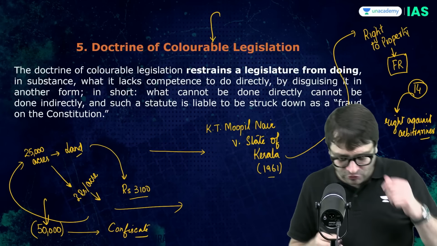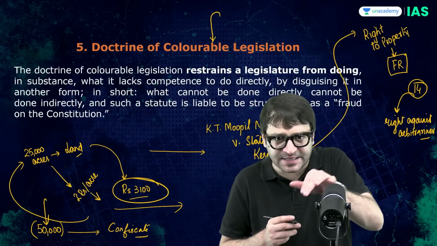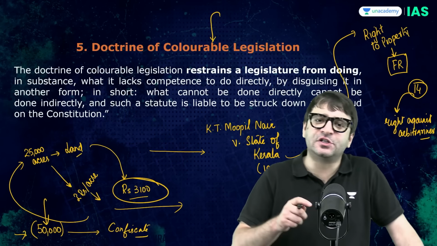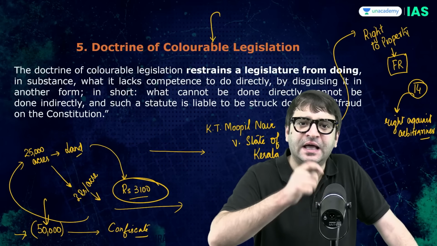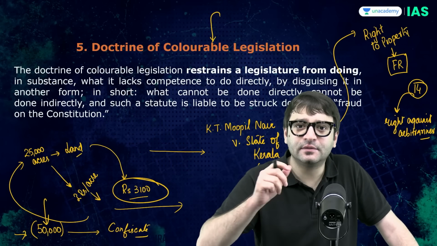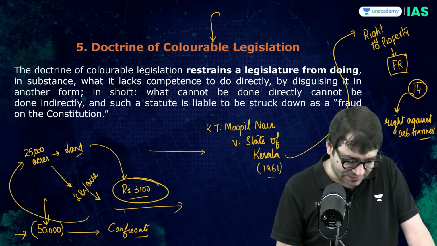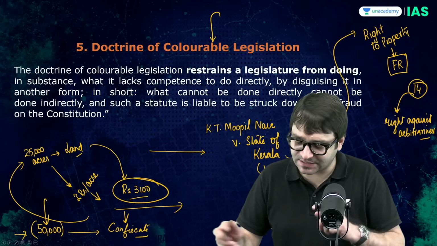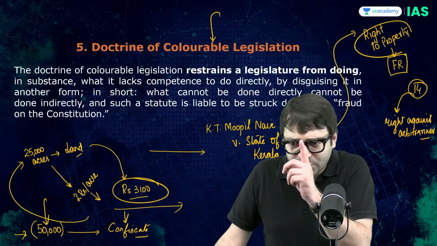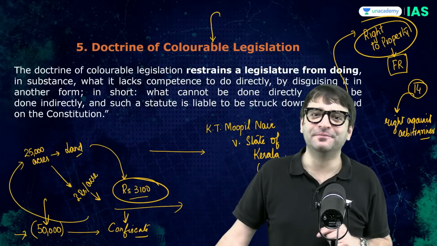Because when you are earning only 3,100 rupees as revenue from this land, and the tax liability is 50,000, which means necessarily you're not able to pay. You will have to default on the payment. And then what will happen? The state will confiscate this land, which means snatch your right to property. What you cannot do directly, you cannot do indirectly.